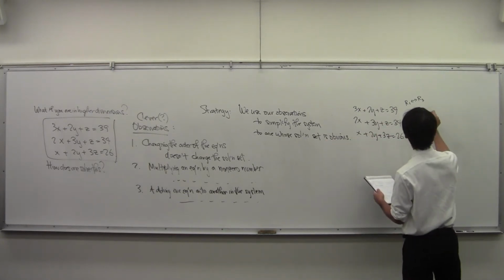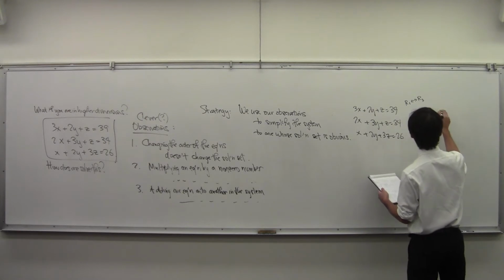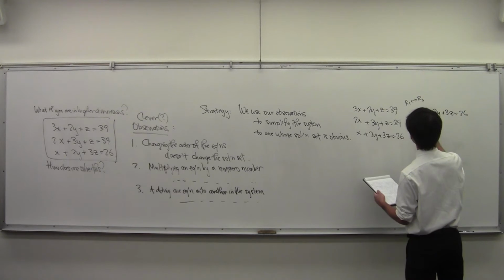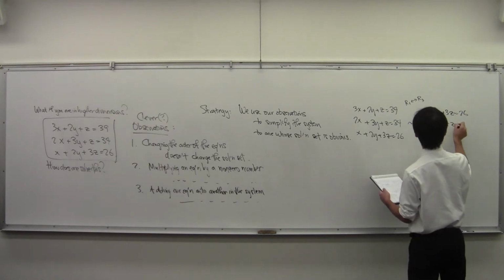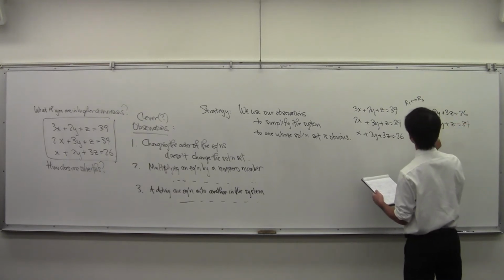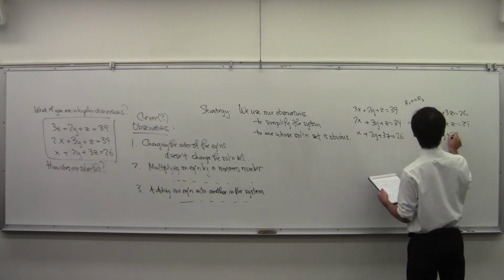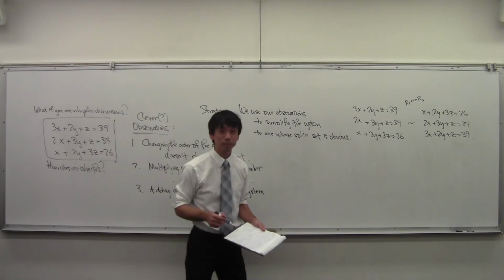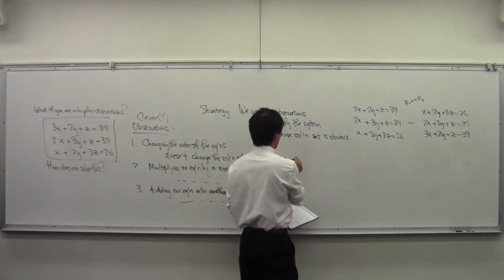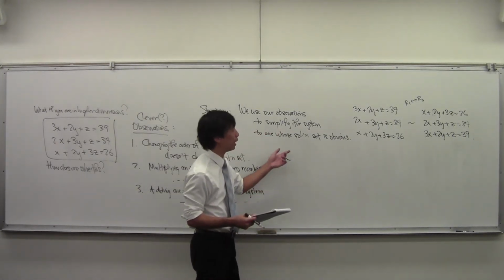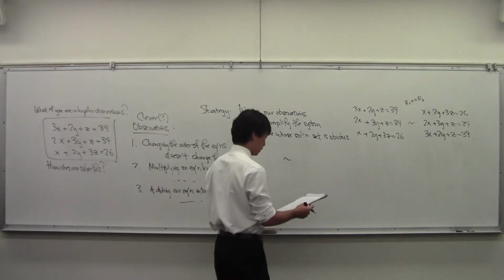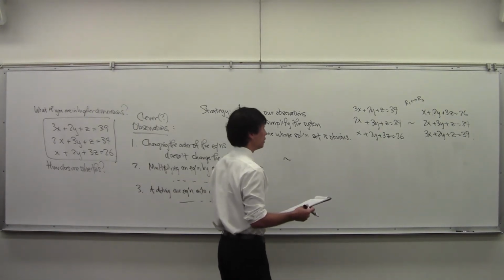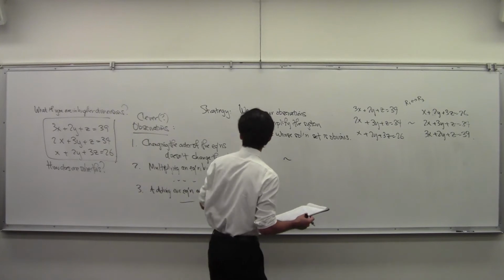So I've got now x plus 2y plus 3z equals 26, 2x plus 3y plus z equals 34, 3x plus 2y plus z equals 39. Okay, so I haven't changed the solution set.